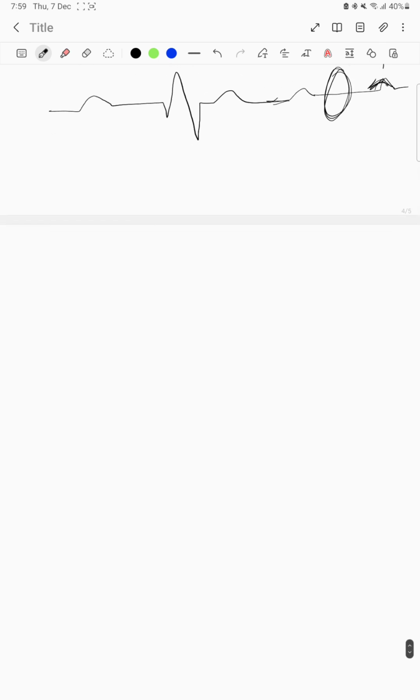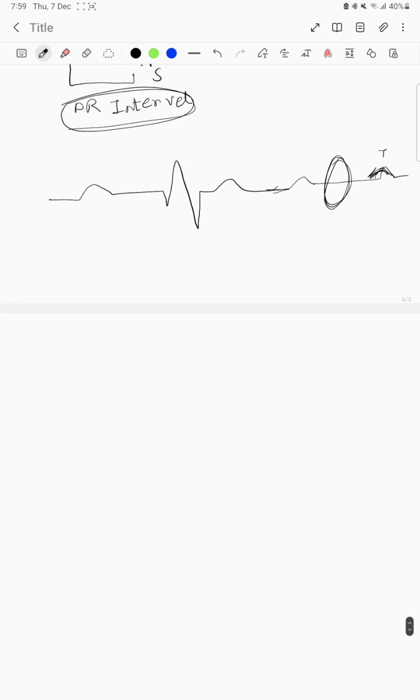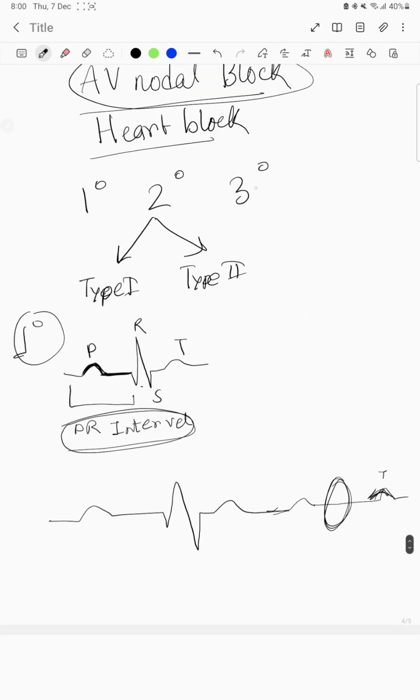Now let's talk about type 2 AV nodal block. In type 2, the PR interval is normal, but after some particular beats there is a missed beat. So in type 2 second degree AV nodal block, the irregularity is regular.